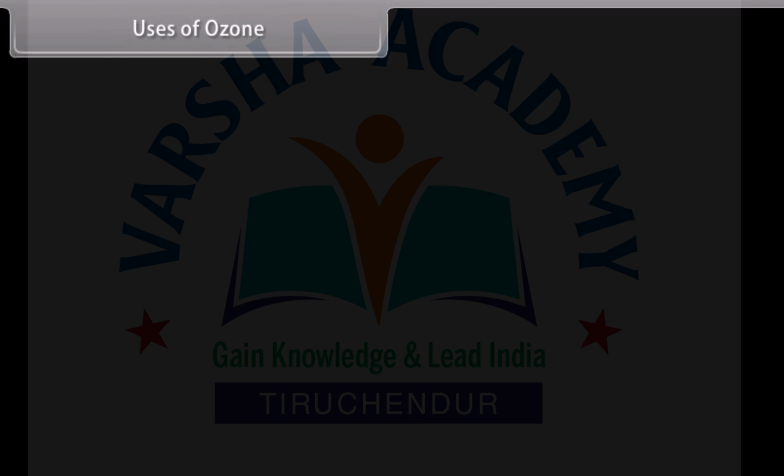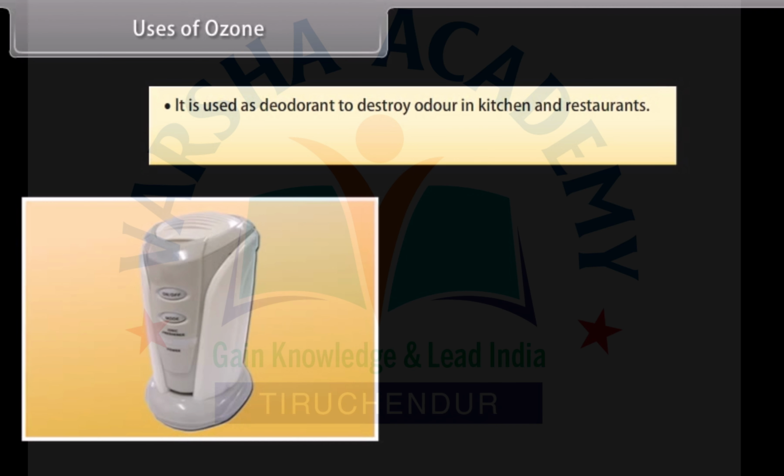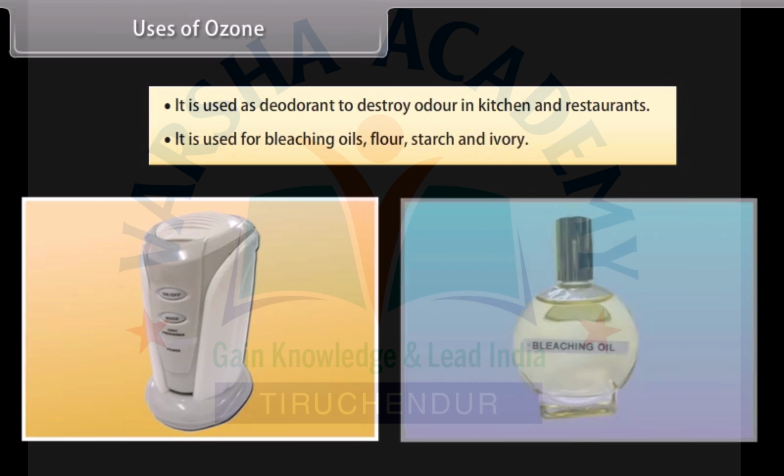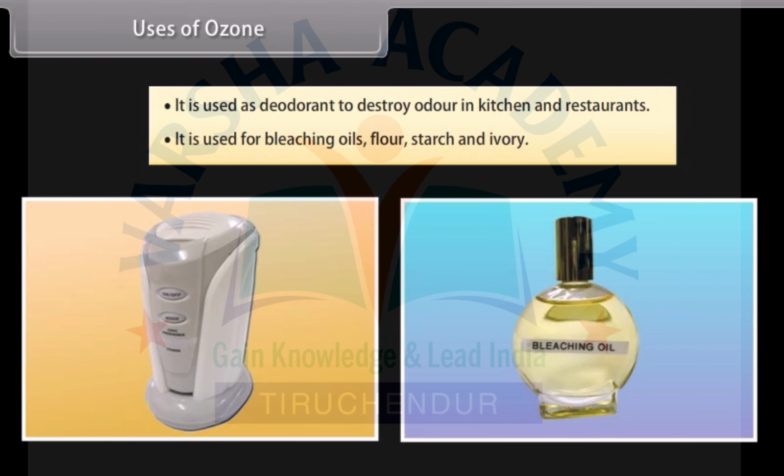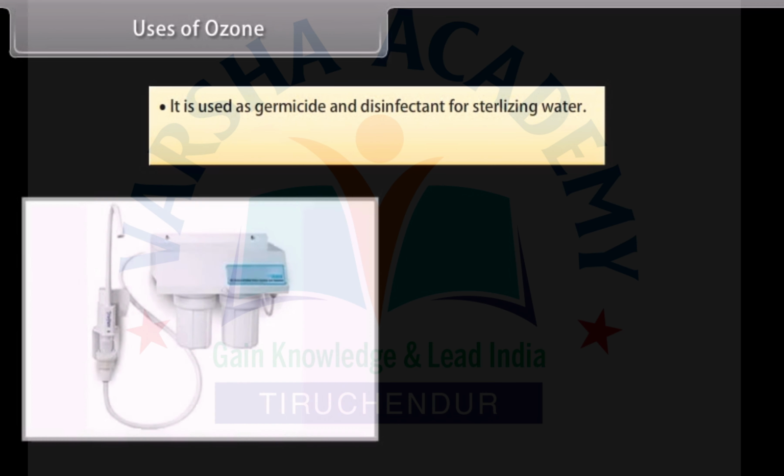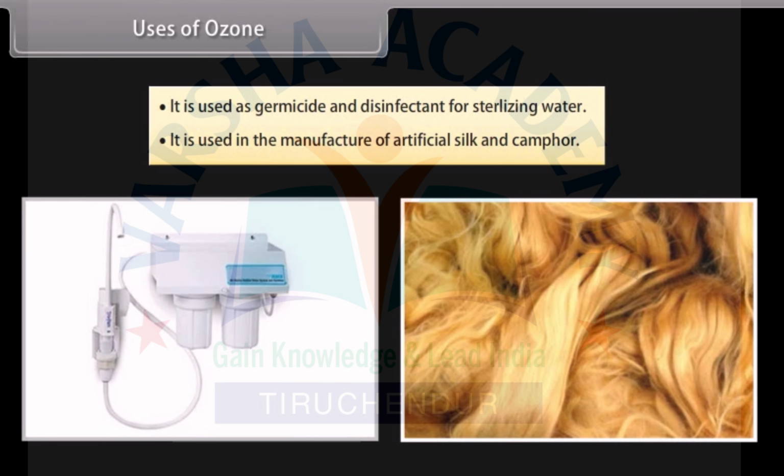Uses of ozone. The important uses of ozone are the following. It is used as a deodorant to destroy odor in kitchens and restaurants. It is used for bleaching oils, flour, starch and ivory. It is used as a germicide and disinfectant for sterilizing water. It is used in the manufacture of artificial silk and camphor.